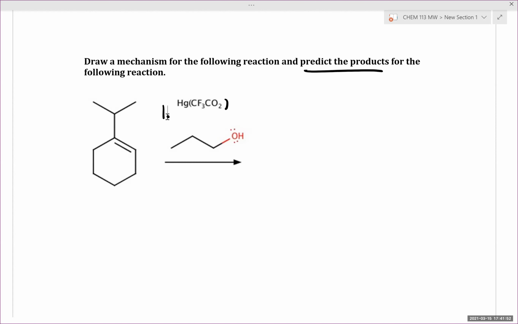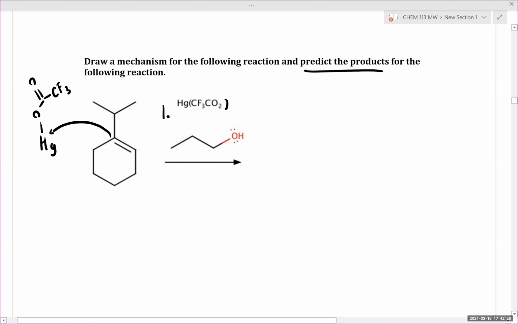Professor, can I have a question? Yes, please go ahead. Will the alkene react with the mercury? Yep. Okay. And how would that look in terms of an arrow pushing mechanism? The pi bond will go to Hg. Yes. Okay, so drawing out mercury trifluoroacetate. Yep. So the pi bond will attack our electrophilic mercury atom.